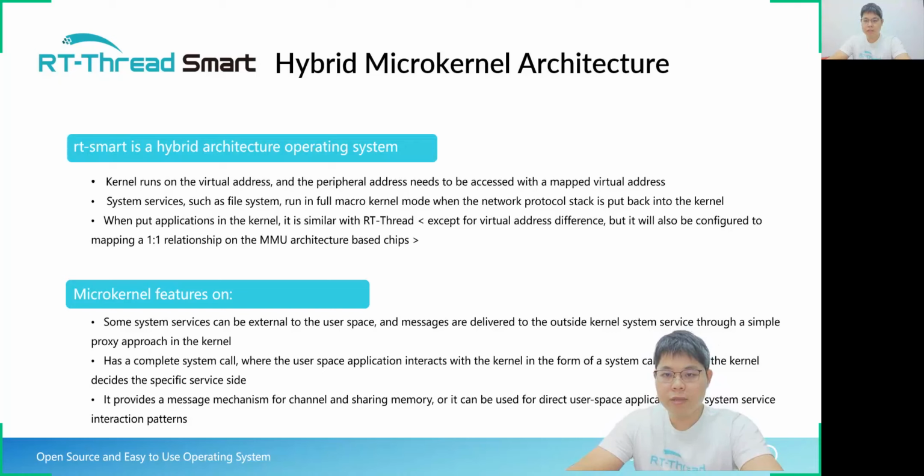Some system services can be placed into the user mode space and use IPC messages for communication through a simple proxy approach in the kernel part. RT-Thread Smart provides a message mechanism for channels and shared memory. It can be used to share messages between user space applications and system services, and also can be used between different processes.